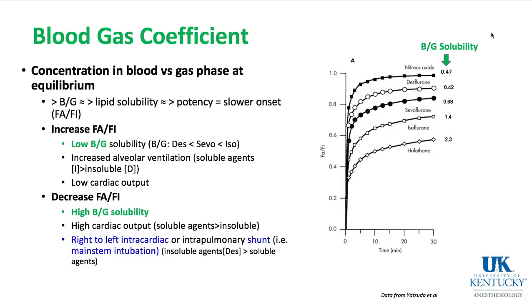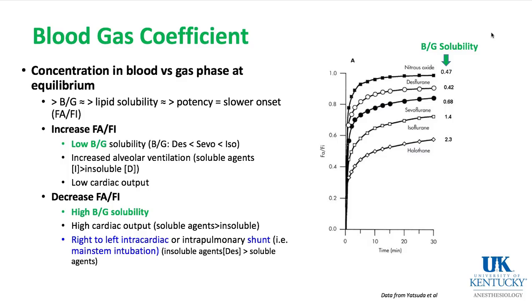A high cardiac output, very anxious patient, soluble agents like halothane and isoflurane would be affected more than would Des and Sevo. If you happen to intubate a patient and the tube went down too far, 26, 27, 28 depth, and you had a mainstem intubation, you would be delivering anesthetic to only one lung.